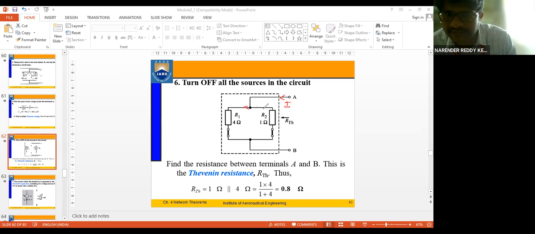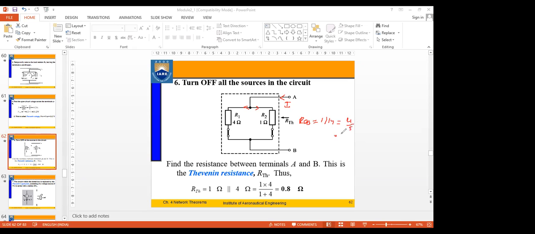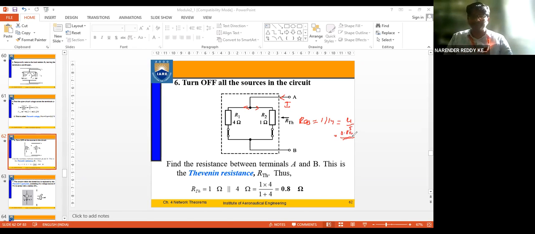So we can say that these two are in parallel. So what's the equivalent resistance now? RAB is equal to 1 parallel with 4, right? So what's the value you are going to get? 4 by 5, 0.8, sir. Yeah, 0.8 ohms. So we got the values of VTH and RTH.